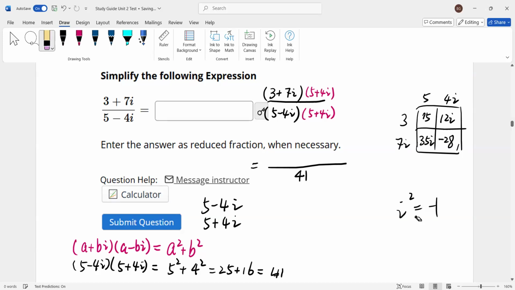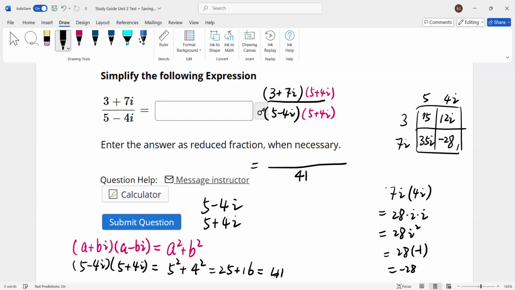You don't have to rush, by the way. You can slow down on your scratch paper. 7i times 4i, right? 7 times 4 is 28. So we have 28 times i times i. That is i squared. i squared is negative 1. 28 times negative 1 is negative 28. So row 2, column 2, negative 28.